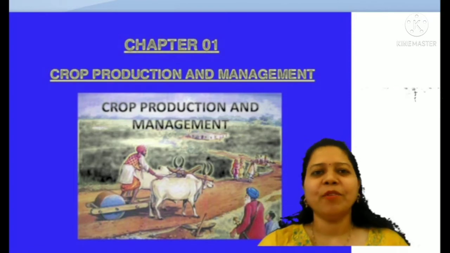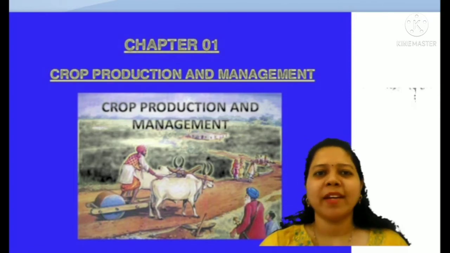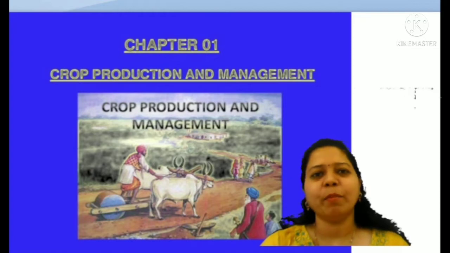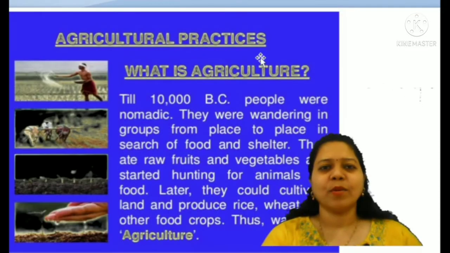In this chapter we are going to learn what is meant by crop, what is meant by agriculture, what are the different steps we use during crop production, what is meant by manures, and what is meant by fertilizers, as well as we'll see the meaning of animal husbandry. What is meant by agriculture, we'll see.